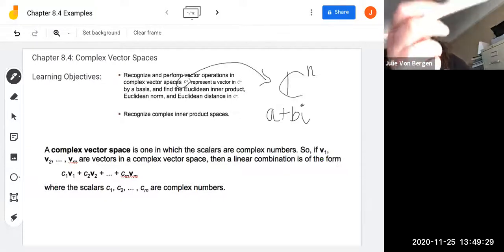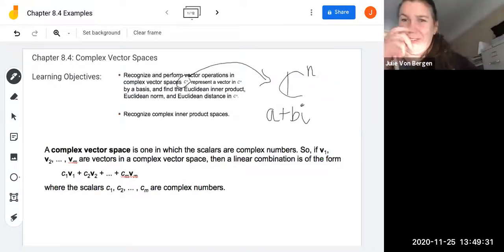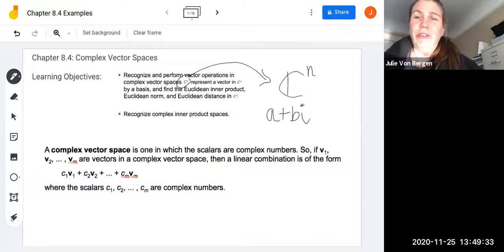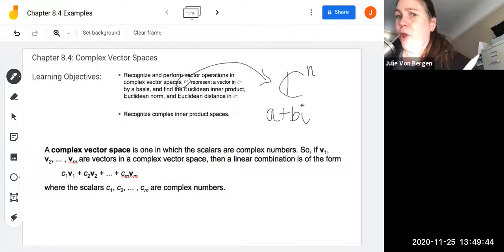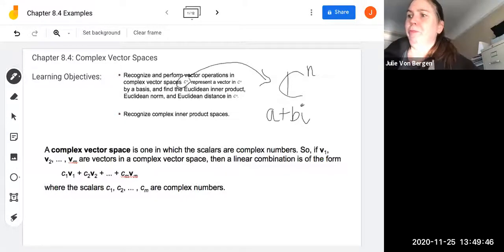And you can ignore the little red underline part here. That's just from my word processor when I type this. It underlined it like it's a spelling mistake. And so in this case, the scalars c1, c2 through cm are complex numbers, not real numbers. So we are still thinking of the vectors as linear combinations in this complex vector space. The big difference is that our coefficients are complex numbers.